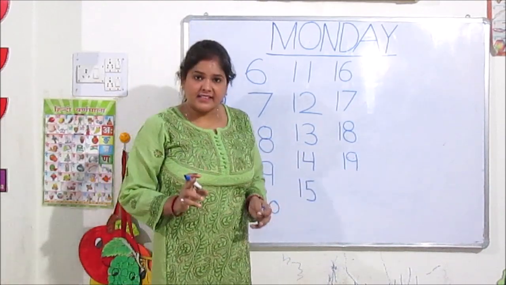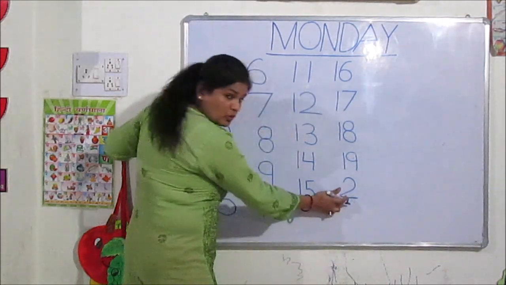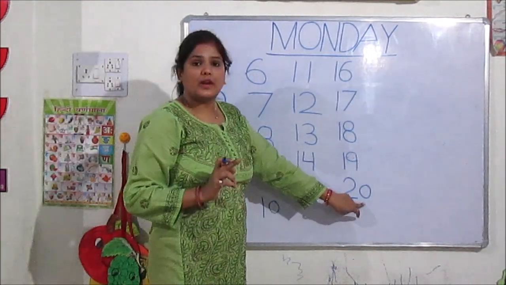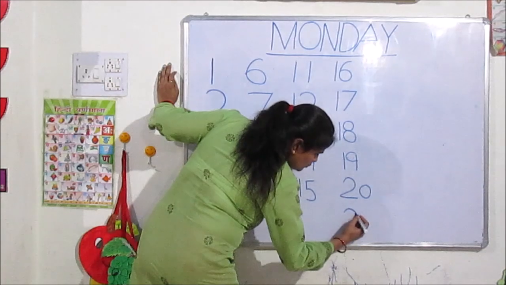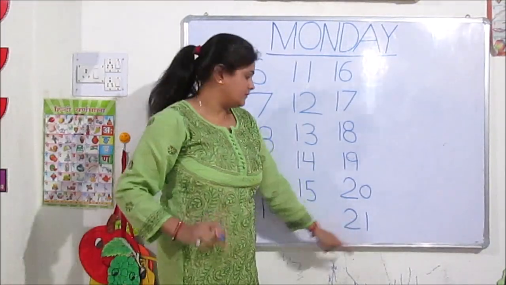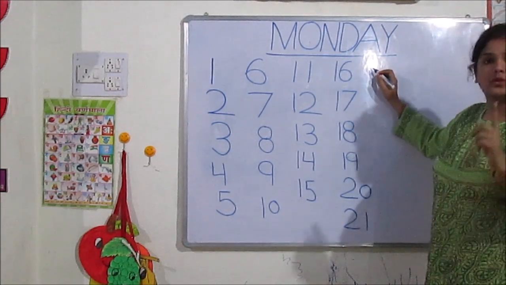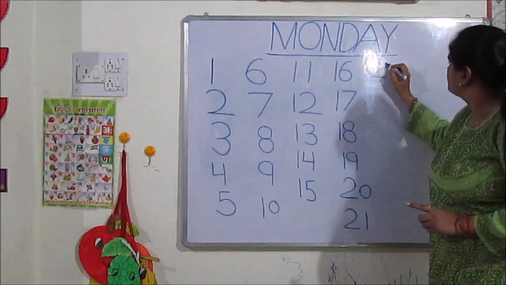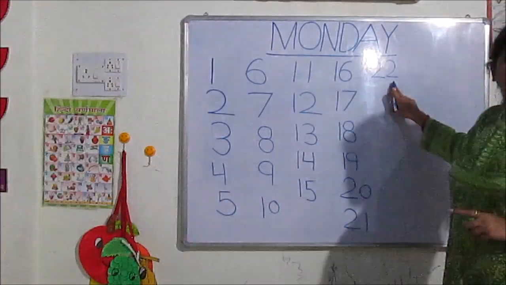After 19, 20. 20. After 20, 21. 2, 1, 21. After 21, 22. 2, 2, 22. After 22.